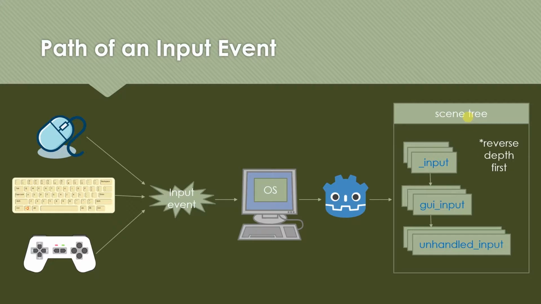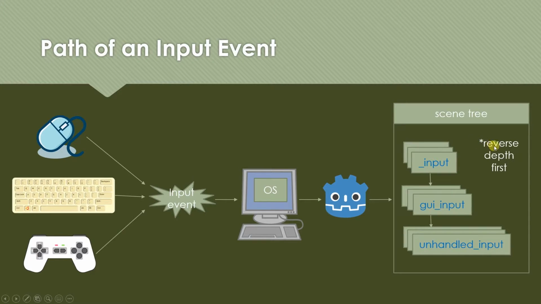So what it will do is, first it will pass it to the input function of all the nodes, and it does this in a reverse depth-first method. I'll show you that in the next slide. And then, if it's not handled, it will pass it to the GUI input function of all the GUI classes, and if it's still not handled, it will pass it to the unhandled input method of all the nodes once again.